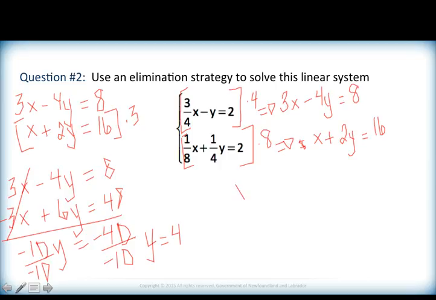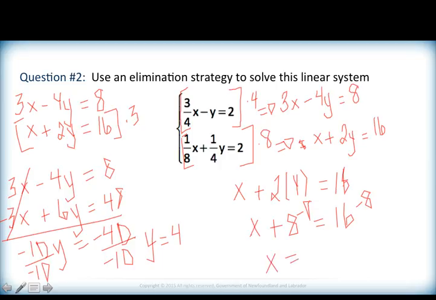Now we're going to choose one of these equations. We're going to choose x plus 2y equals 16 to solve for the x variable. So 2 times 4 is equal to 8. So we have x plus 8, which equals 16. We're going to take away 8 on both sides. And x will equal 8.